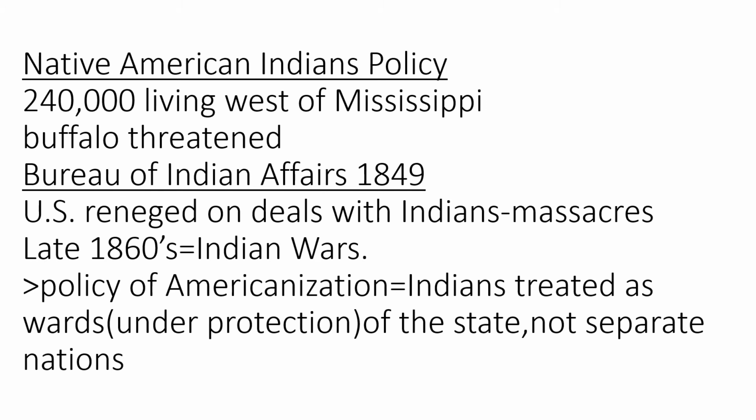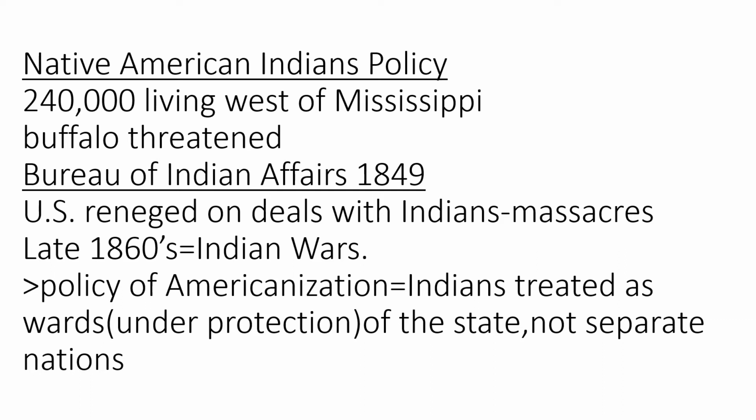As the settlers moved west, they came into conflict with Native American Indians, of whom there were 240,000 living west of the Mississippi. Because they did not farm, the settlers felt they should be moved off the land. With western migration of settlers and the slaughter of thousands of buffalo, the Indian way of life was threatened, and they resisted. The federal government, to deal with the Indians, had created the Bureau of Indian Affairs in 1849 to make deals and treaties with them. But treaties signed were invariably broken and massacres on both sides occurred. These were the Indian Wars of the late 1860s.